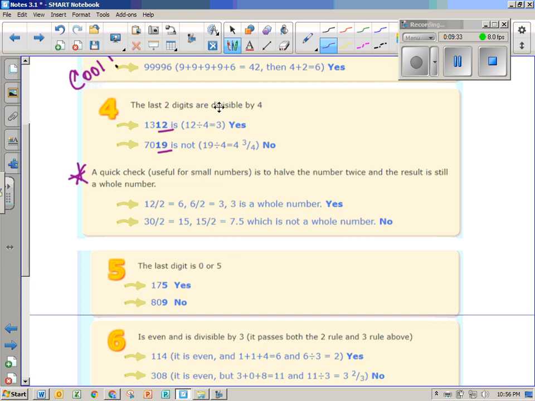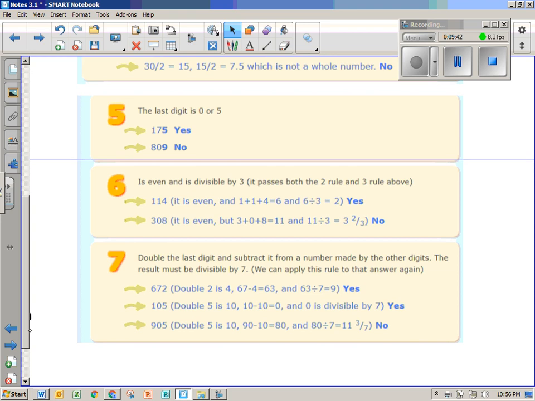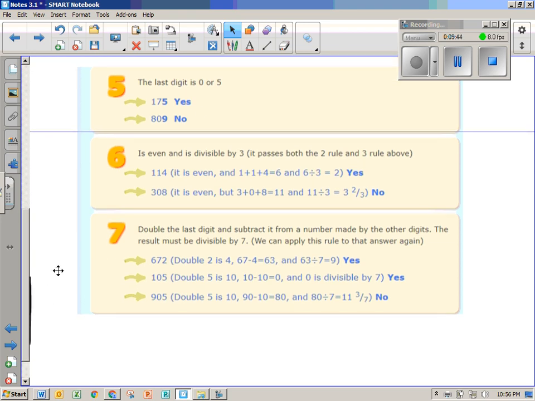5 is actually one of those that students typically know. If a number ends in 5 or 0, then it is divisible by 5. So that one's pretty easy. We like that one. 6 is, it's got to be even, which means it's divisible by 2, and it's got to be divisible by 3. So you're just applying 2 rules that we've already learned. 308, it's even, but 3 plus 8 is 11, and 11 is not divisible by 3, so 308 is not divisible by 6.